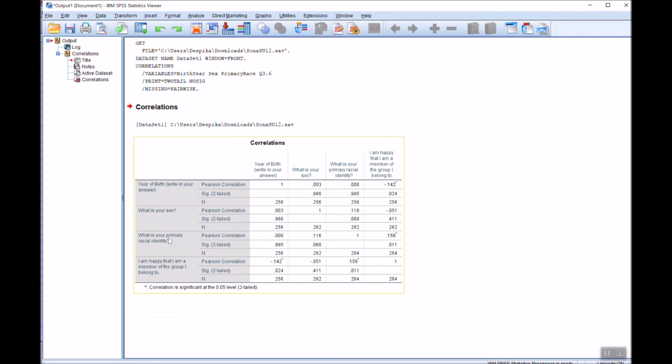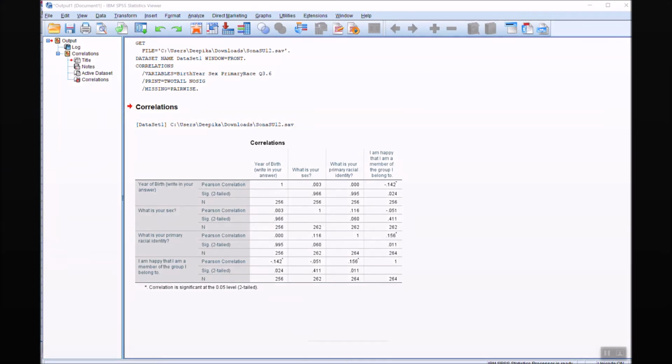However, we do see that there are group differences in terms of racial identity. We can see that depending on what a person indicated was their racial identity, that changed their happiness scores in group membership. And basically that's really all there is to it. And that's how you would read a correlation table when you run correlations in SPSS.